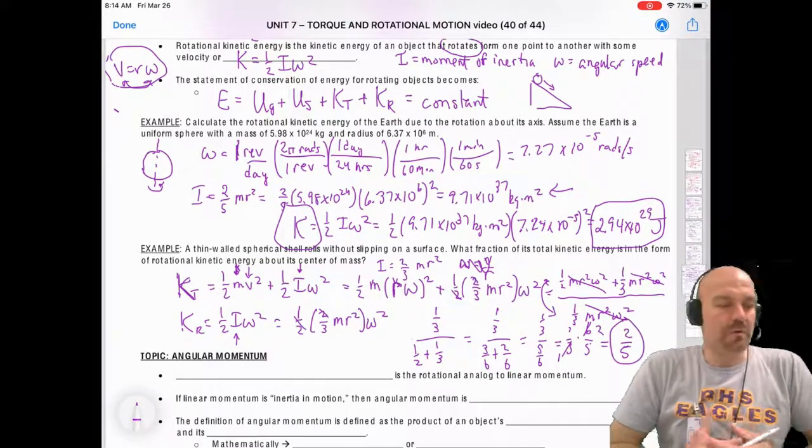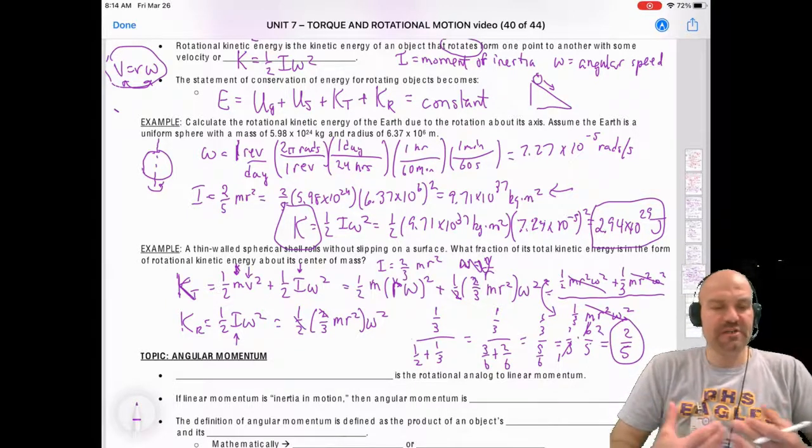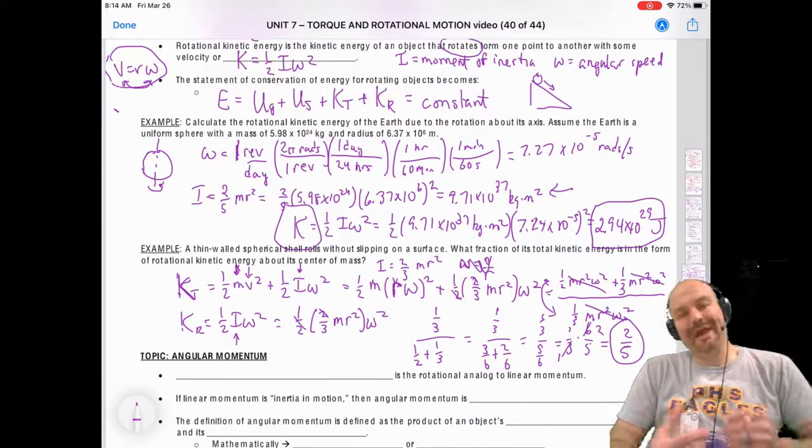Okay. So in the next video, we're going to shift from energy to angular momentum. Again, still making that connection between linear and rotational.